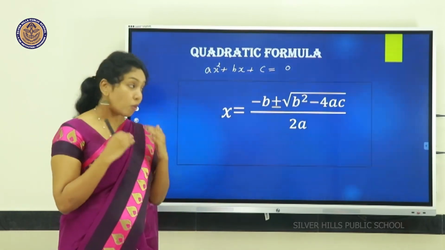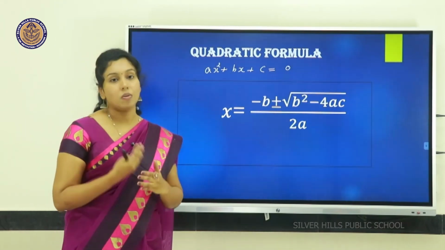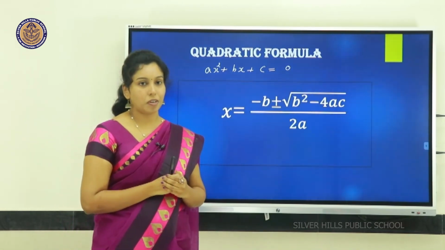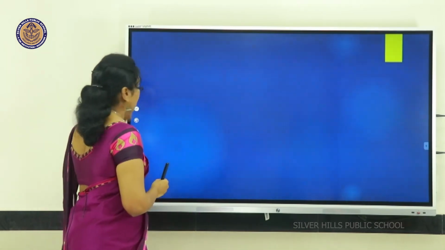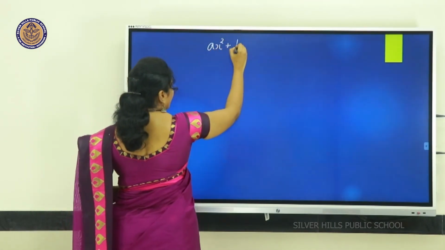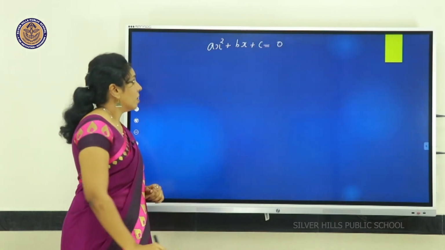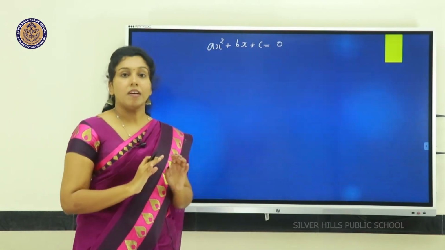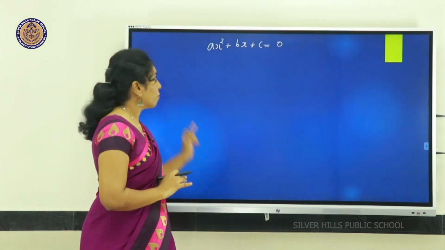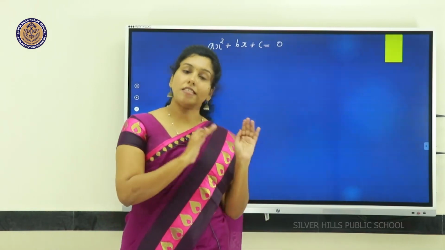So anyway, what we are going to do is, I'll just derive this formula, how we are going to obtain this from ax square plus bx plus c is equal to 0. So let's go step by step. Consider ax square plus bx plus c is equal to 0. Now we are going to do some adjustment here so that we get the value of x in the final stage. So the first step what we are going to do is, we are going to divide this entire equation with a.